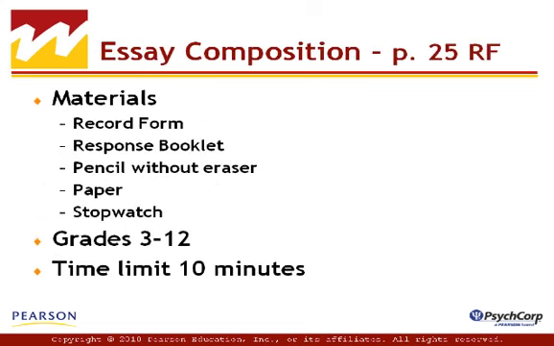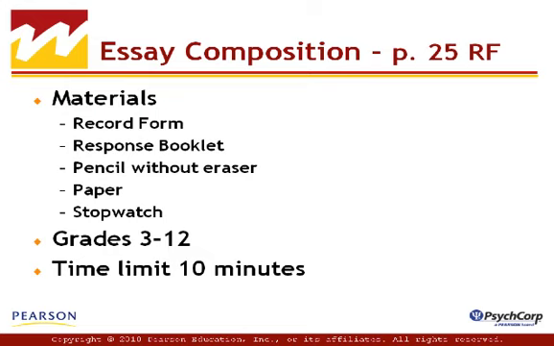In terms of the administration of the essay, one of the things that you probably noticed if you looked at the record form for the WIAT-III is that on the front page of the record form, we identify each subtest, and off to the left on the record form, we identify the page number within the record form on which that subtest appears, and the essay appears on page 25 in the record form.